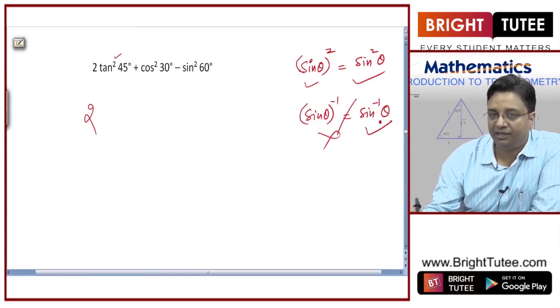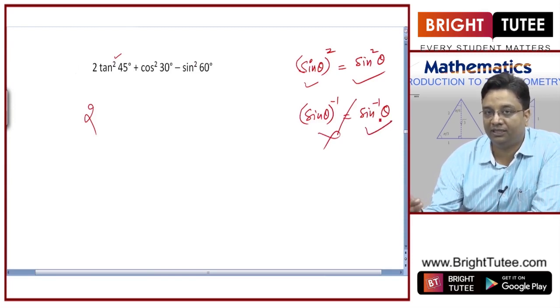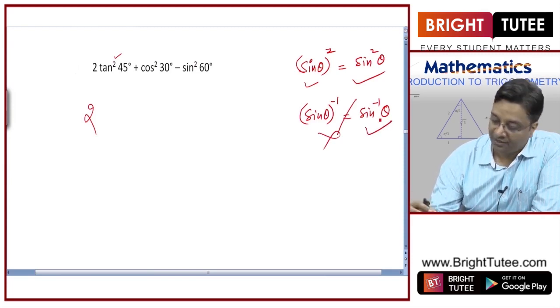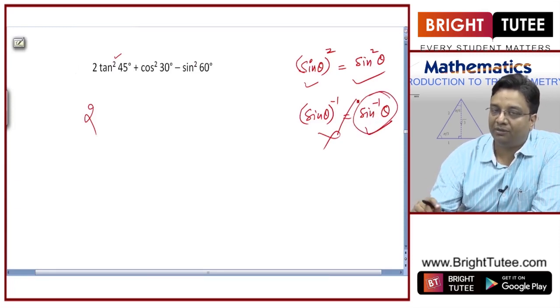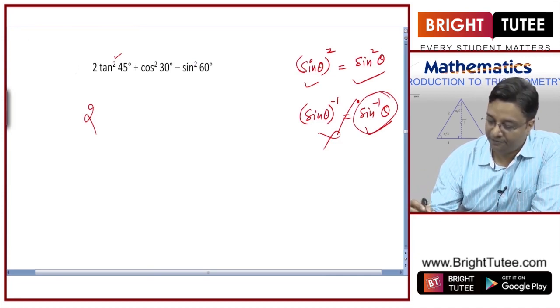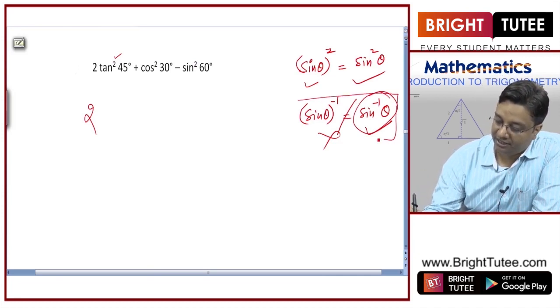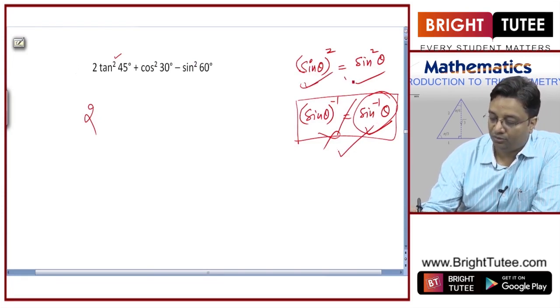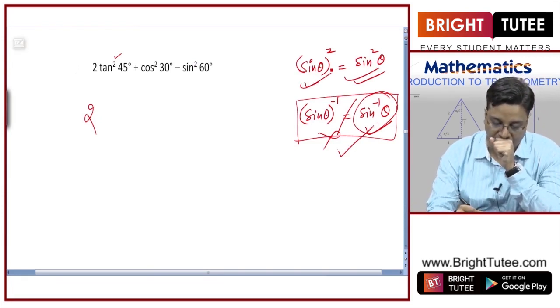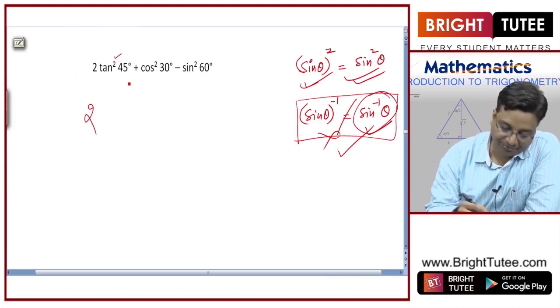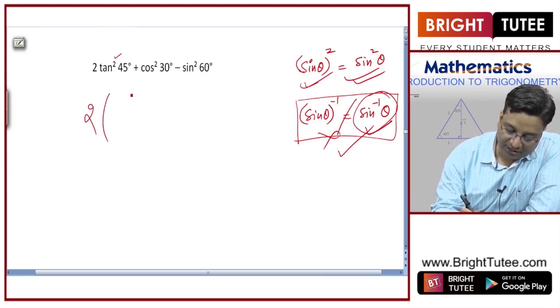Because this has an entirely different meaning, which we will study in next classes. I mean, this is about inverse trigonometry, which we will precisely study in class 12th. Okay, so don't make this error, right? This is false and this is true. So tan square 45 is nothing but square of tan 45.